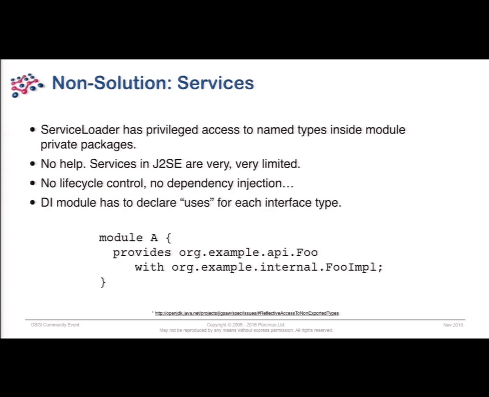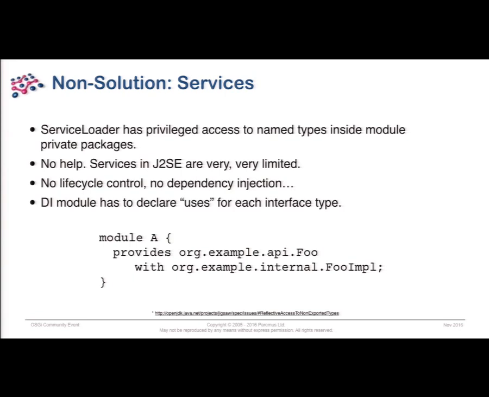The first non-solution to this is to use services. Now, this is the service loader approach that's existed since Java 6 and is being extended in Java 9 to support services coming from modules. So service loader has privileged access to named types within the module. But it doesn't help us because services in standard Java are very limited. I've got no lifecycle control. I always get the same instance. I can't do dependency injection. I just get an object and that's it.